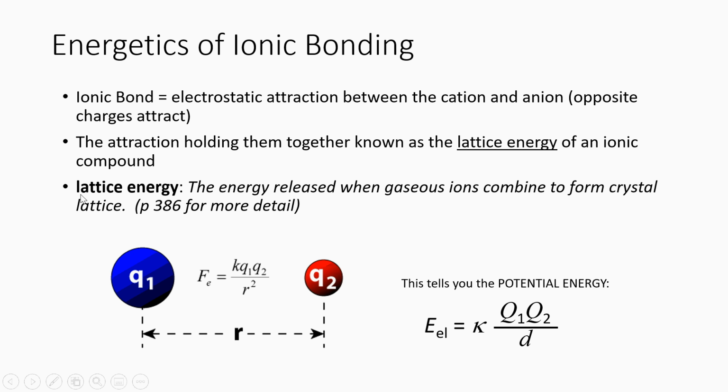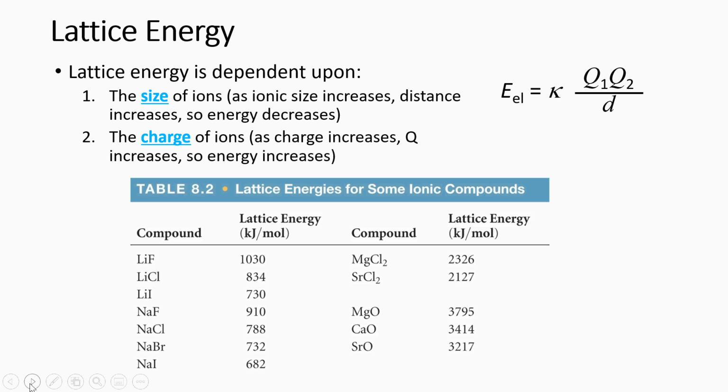And the technical definition of the lattice energy is the energy released when gaseous ions combine to form a crystal lattice. So that's the technical definition of a lattice energy. You can kind of think of it as the bond energy. So it's the energy that's released when these ions come and stick together. And the lattice energy is dependent upon the size of the ions and the charge of the ions.